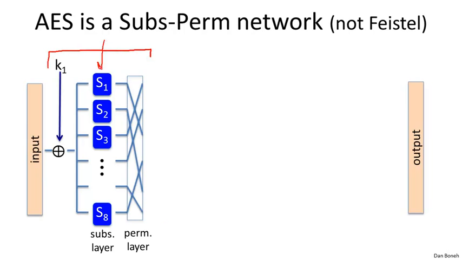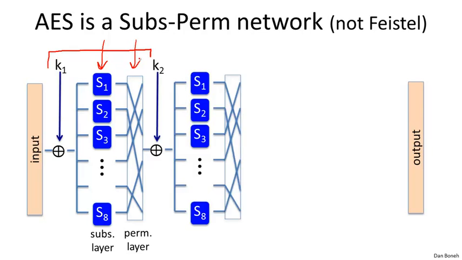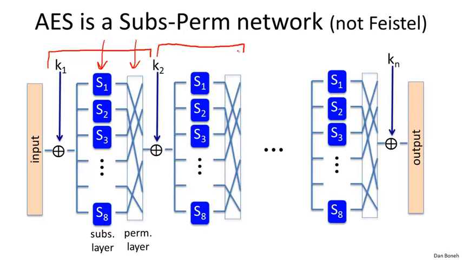Then we go through a substitution layer where blocks of state are replaced with other blocks based on what the substitution table says. And then we go through a permutation layer where bits are permuted and shuffled around. And then we do this again. We XOR with the next round key, we go through a substitution phase, and we permute the bits around. And so on and so forth until we reach the final round where we XOR with the very last round key, and then out comes the output.